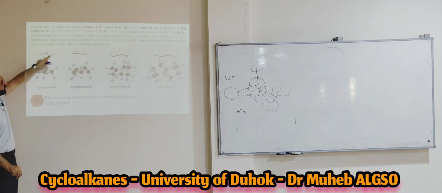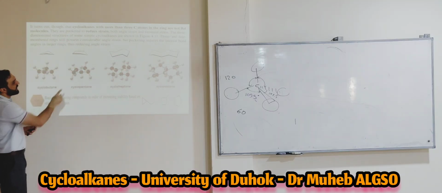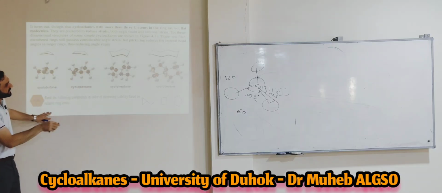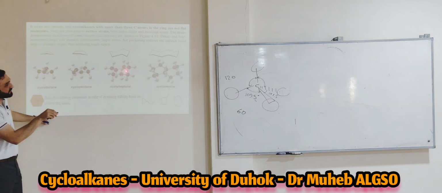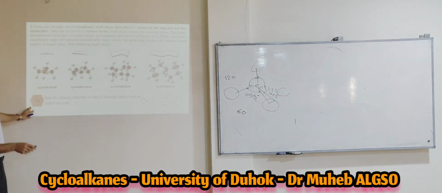Look here, 1, 2, 3, 4, 4 carbon atoms here. The dimensional structure of some I can show here. Look how many carbons we have here: 1, 2, 3, 4, 5. Here 1, 2, 3, 4, 5, 6, 7. Look, is it flat? No, it is not flat.